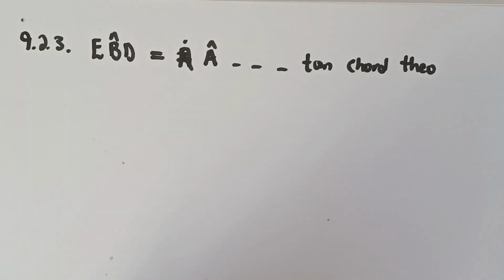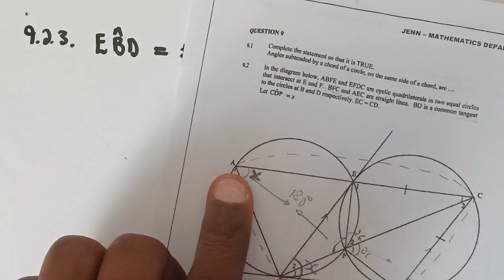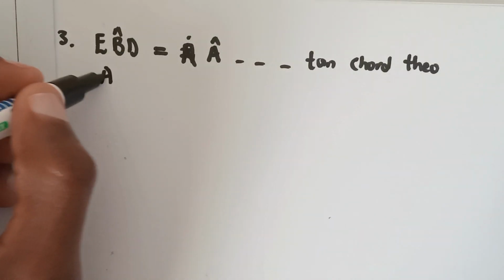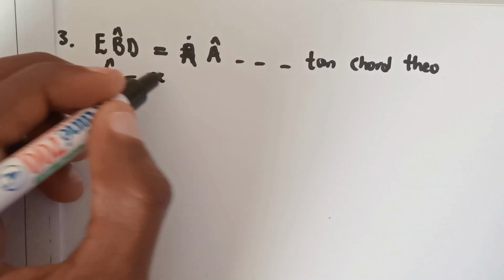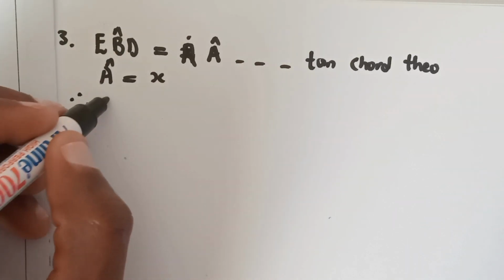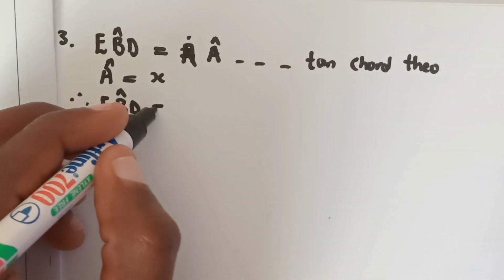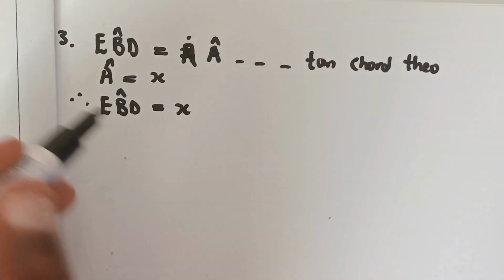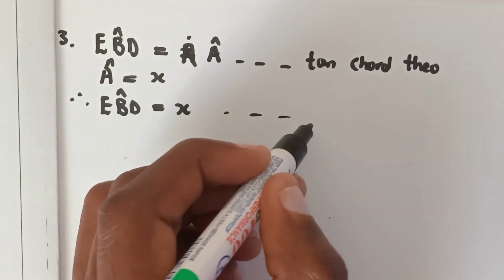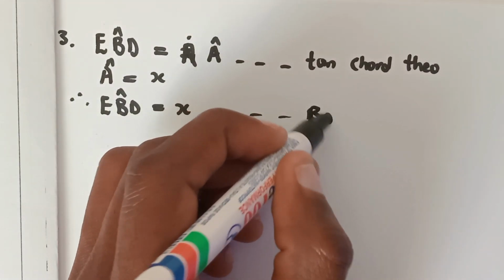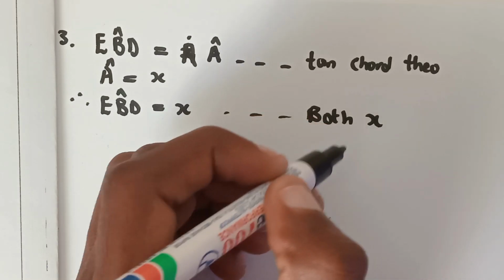So now we saw that angle A is equal to X, since we proved that on the previous question. Angle A here is equal to angle X, and therefore angle EBD, since they are equal, is also equal to X, and then we can say that they are both equal to X here.